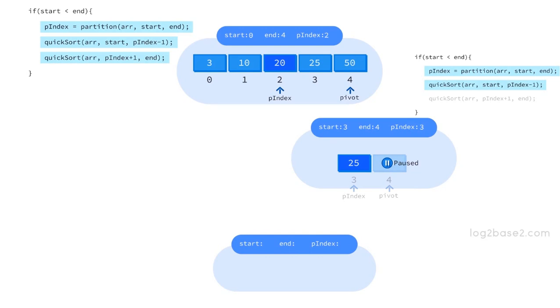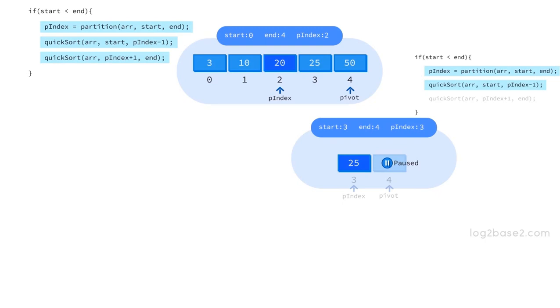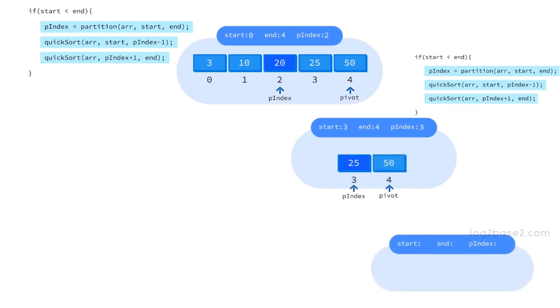So here starting index equal to 3, end equal to p index minus 1, that is 3 minus 1, which is 2. So when we check the condition, if start is less than end, it will fail since 3 is not less than 2. So it will stop the execution. So the first recursive call has finished its task. So now the second recursive call will be executed. Here start is equal to p index plus 1, that is 3 plus 1, which is equal to 4, and end is equal to 4.